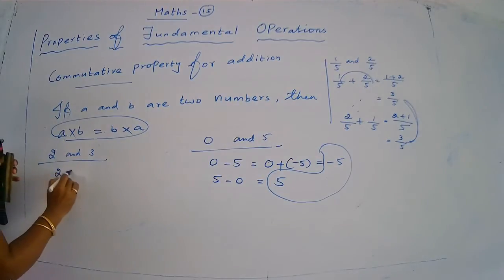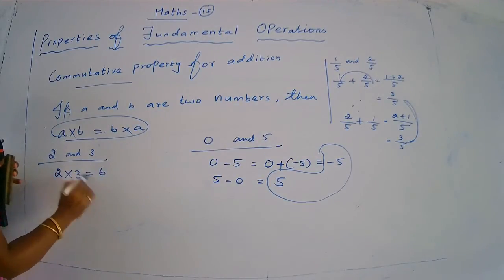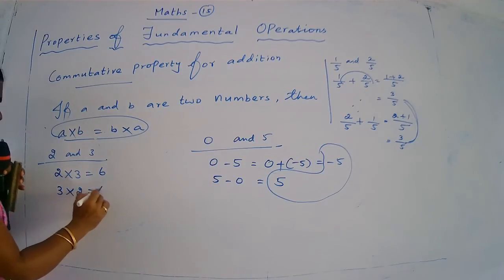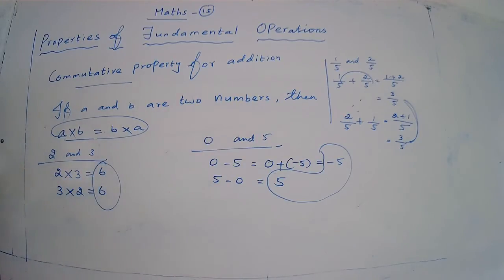Okay, children? Now next, check this property for the operation division. Two numbers you take, let us take two natural numbers, 2 and 3. Now check this property. 2 divided by 3. This is a division operation. So what's the answer? 2 divided by 3, it can be written as 2 upon 3.